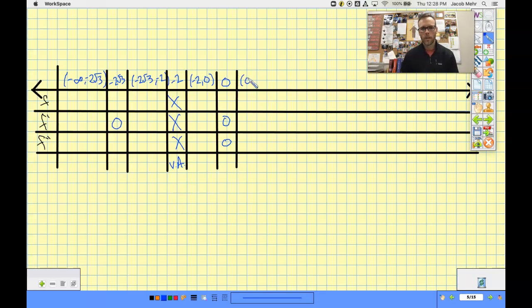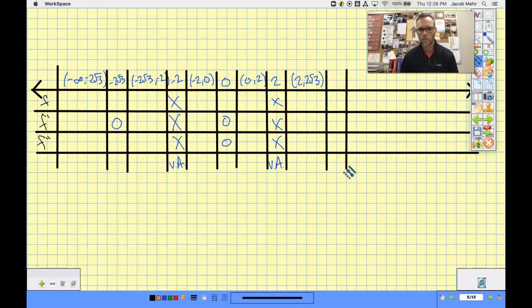Now let's keep going. 0 to positive 2. 2 was a vertical asymptote, so I'm going to just cross those out and write vertical asymptote. Then we're going to go 2 to 2 root 3. I'll put 2 root 3 here. 2 root 3 was a critical number, so that's where f prime was equal to 0. And then we'll wrap up with 2 root 3 to infinity.